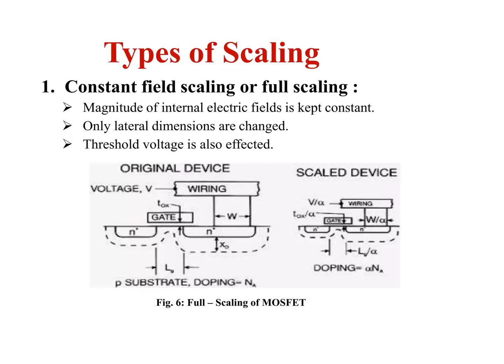Types of scaling. The first type is constant field scaling, which is also called full scaling. The magnitude of internal electric fields is kept constant, and here we are scaling only the dimensions, that is, the lateral dimensions are changed, and the threshold voltage is also affected. From the diagram we can compare the original device with the constant field scaled device, in which the lateral dimensions are modified.